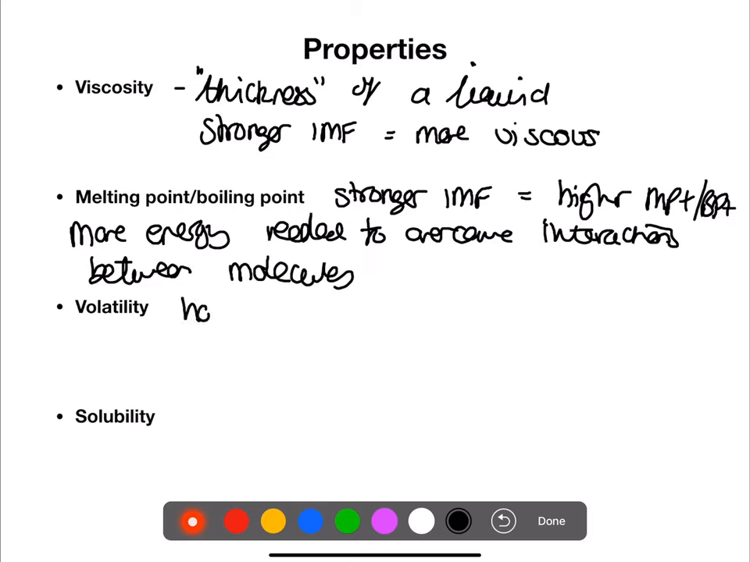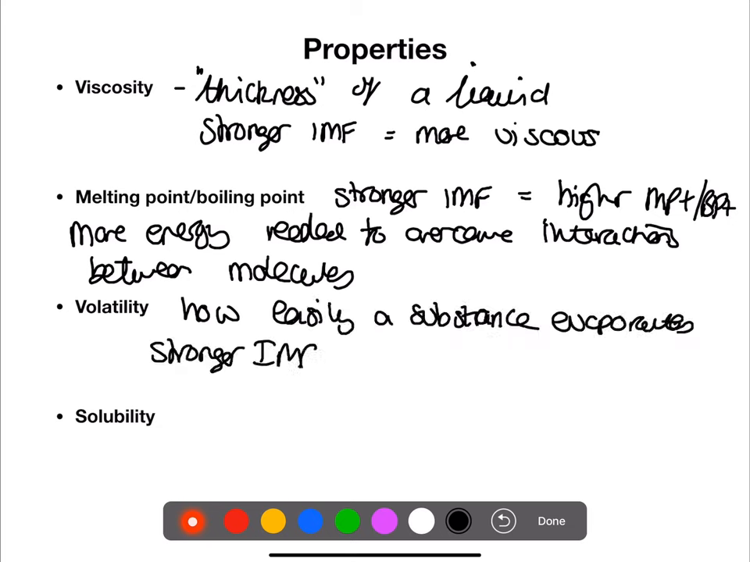Volatility is how easily a substance evaporates. The stronger the intermolecular force present, the less volatile a substance will be, as it will require more energy to evaporate.